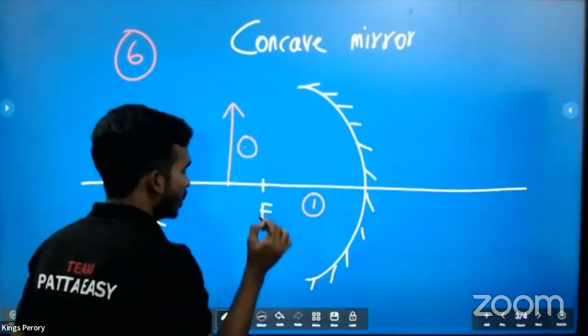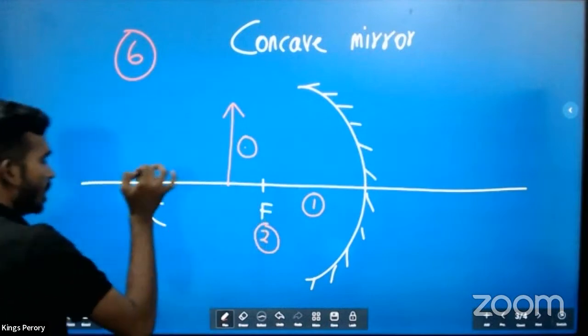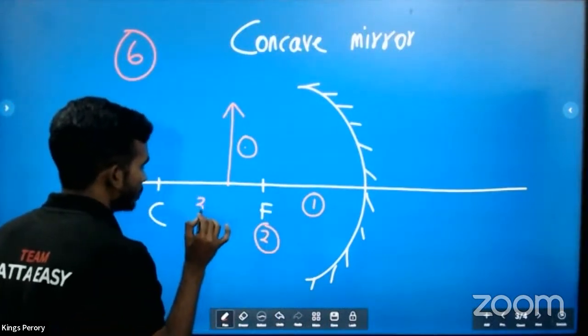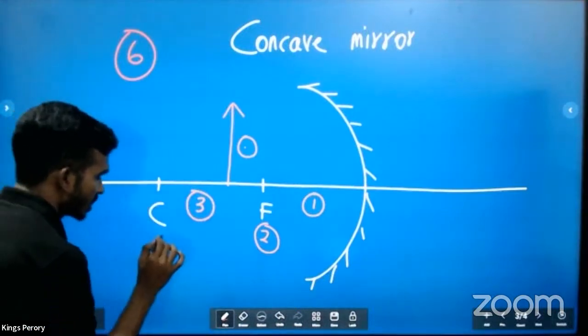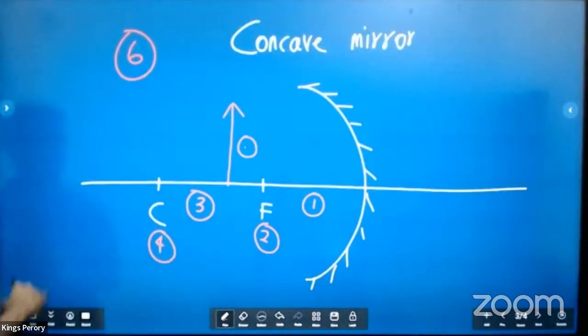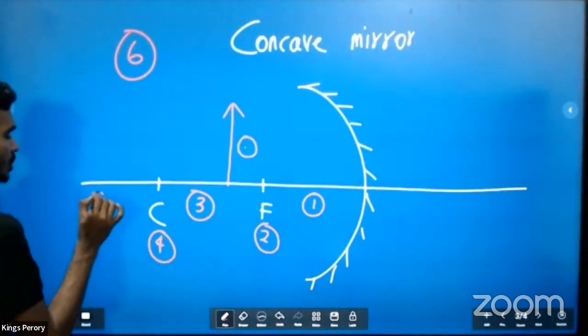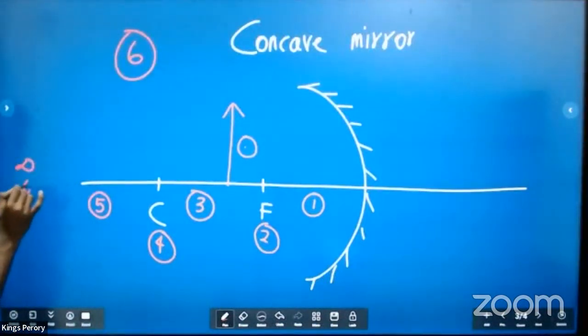At focal point, that is position 2. Between focal point and center of curvature, position 3. At center of curvature, position 4. Just after center of curvature, position 5. At infinity, very far away, position 6.